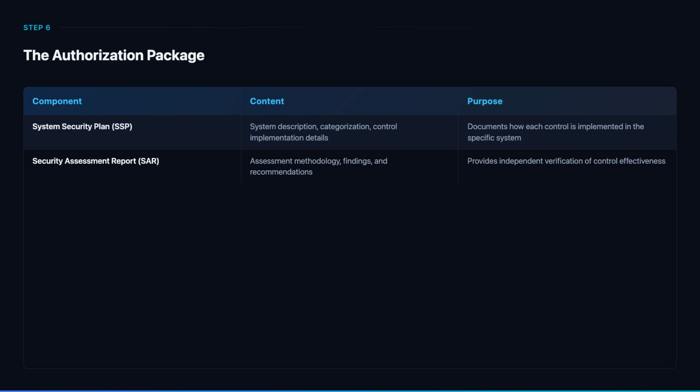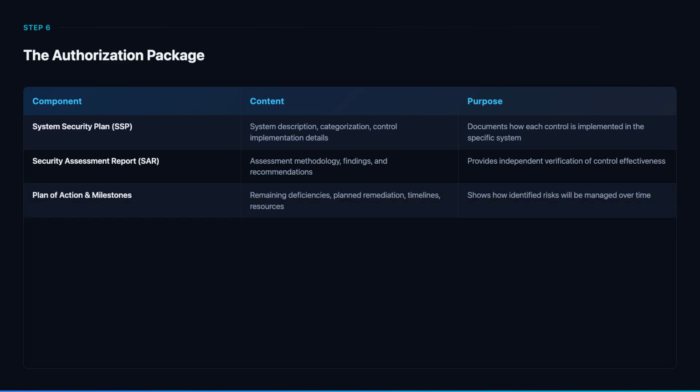Each finding includes the specific control tested, the assessment method used, and a clear determination of whether the control is satisfied. The Plan of Action and Milestones, POA&M, documents any remaining deficiencies, planned remediation actions, responsible parties, timelines, and required resources. It demonstrates to the authorizing official that identified risks will be actively managed even after authorization. A well-maintained POA&M is essential for both initial authorization and ongoing monitoring.